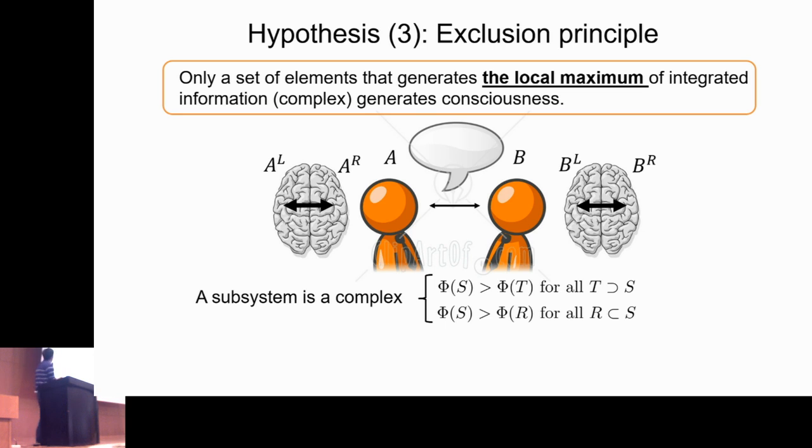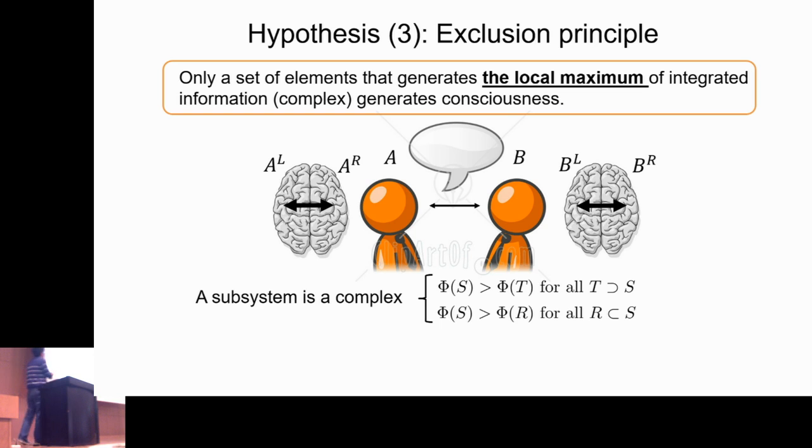The mathematical meaning of local maximum is like this. A subsystem S is a complex if phi of S is larger than phi of T, where T is a bigger set than S, and also phi of S is larger than phi of R, a smaller one. If subsystem S satisfies this condition, then we say this subsystem is a complex and conscious.